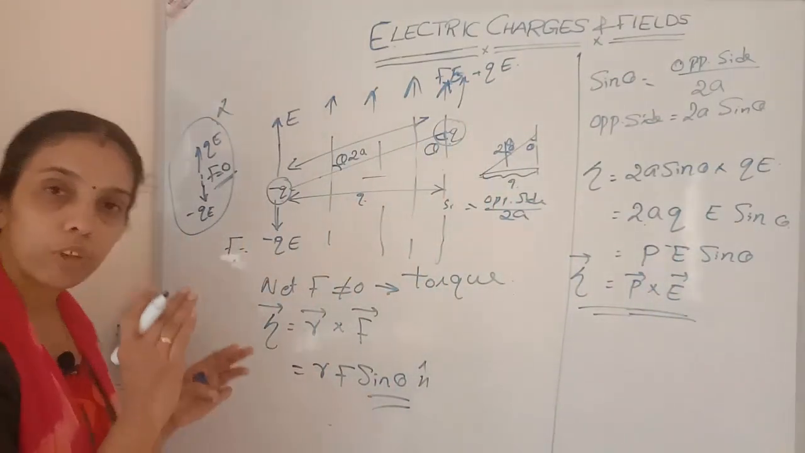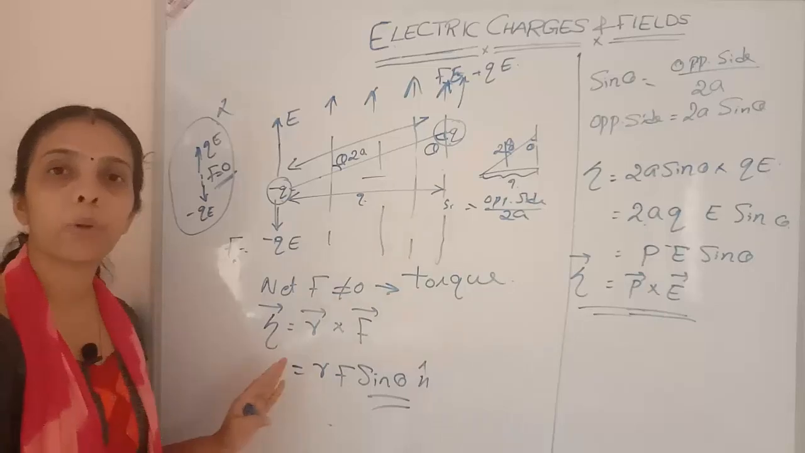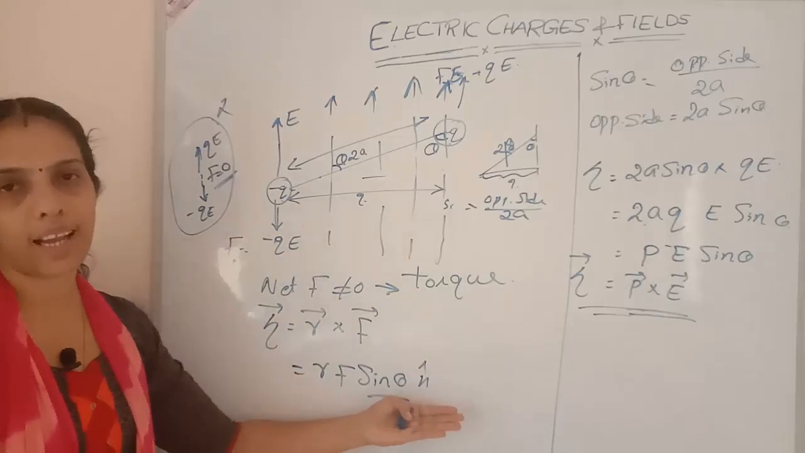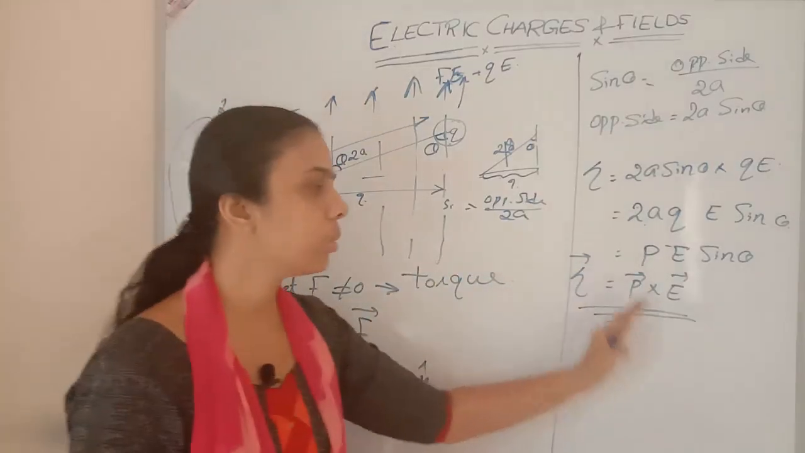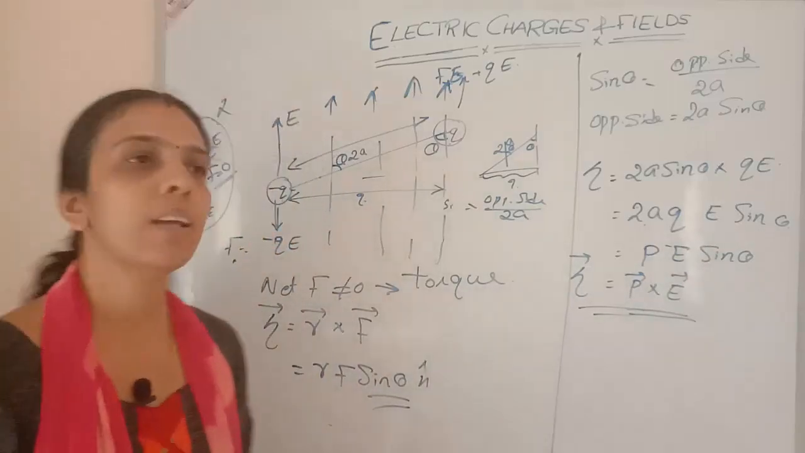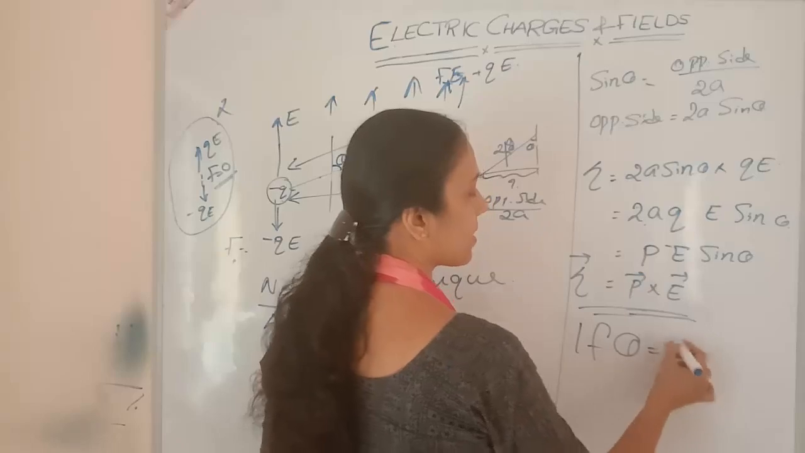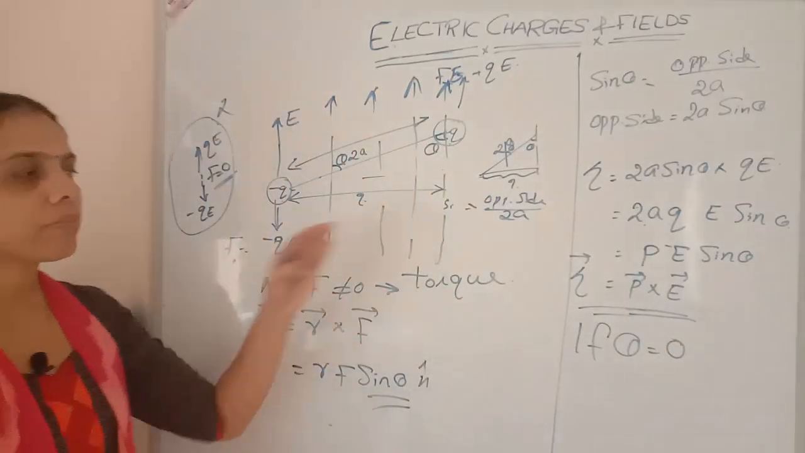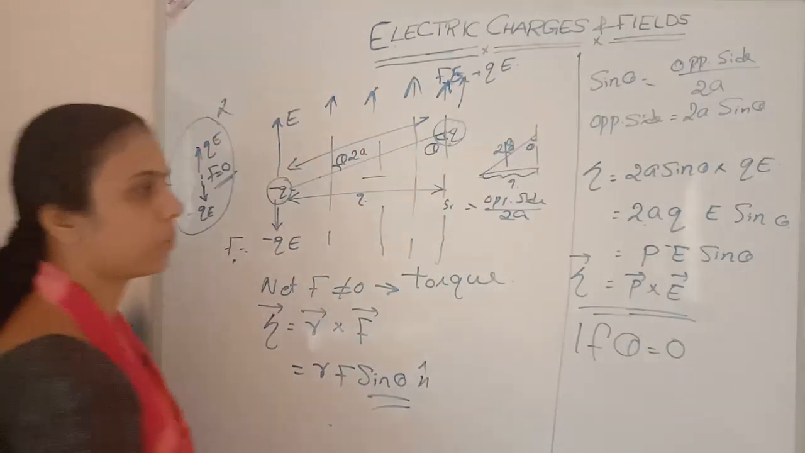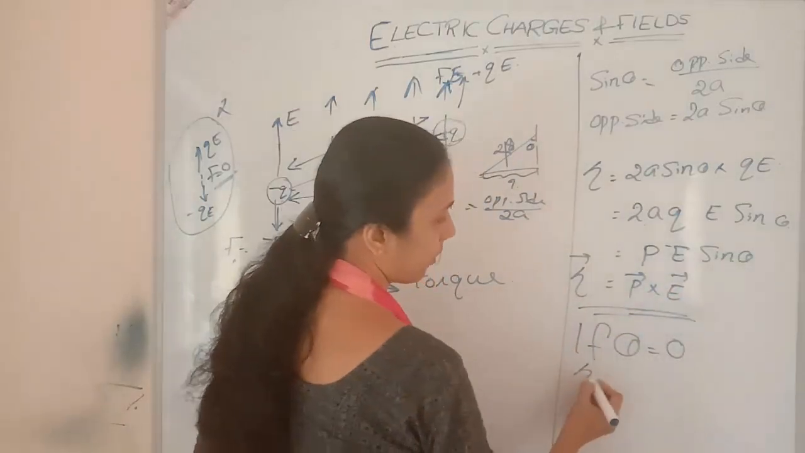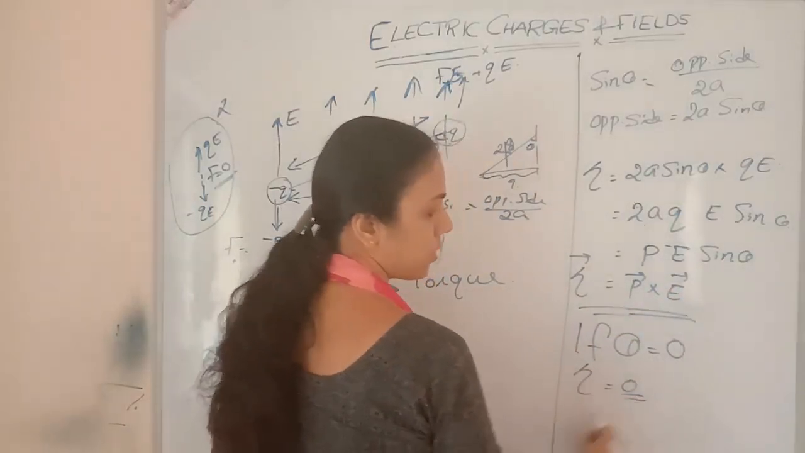Okay, in a uniform electric field, if a dipole is present, a torque will be acting on the system. That torque tau equals P cross E. Suppose the angle between P and E, theta, equals 0, what will happen? If theta equals 0, sine 0 is 0. Therefore, torque will be equal to 0.